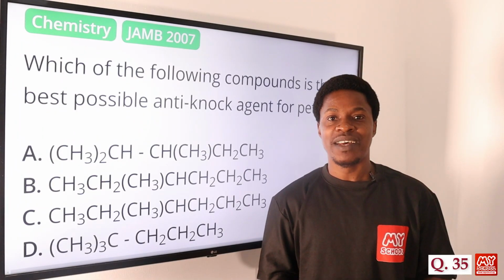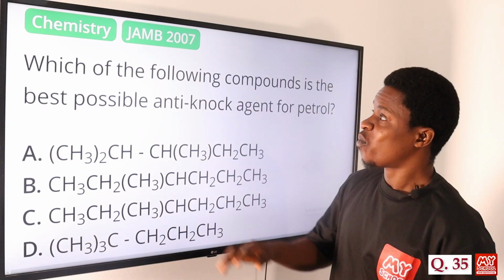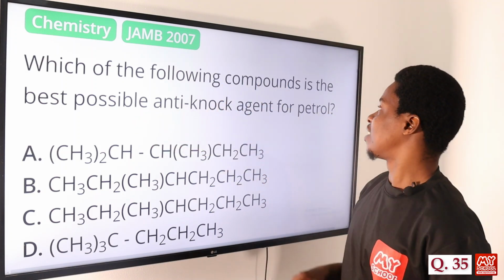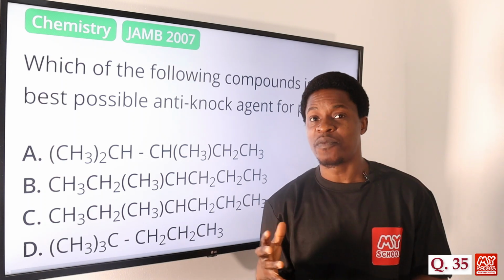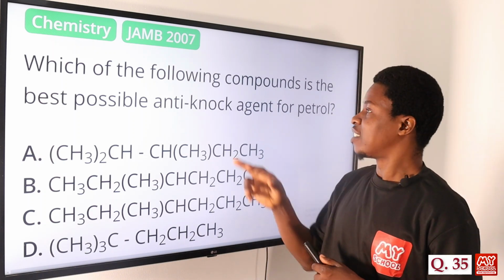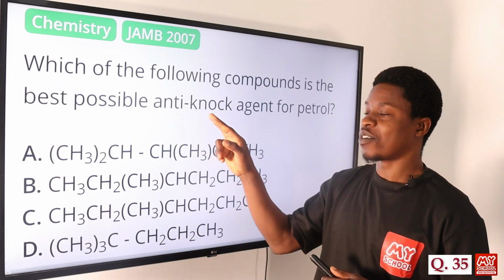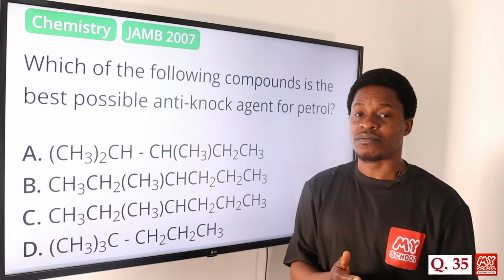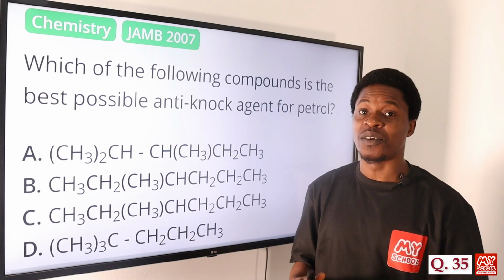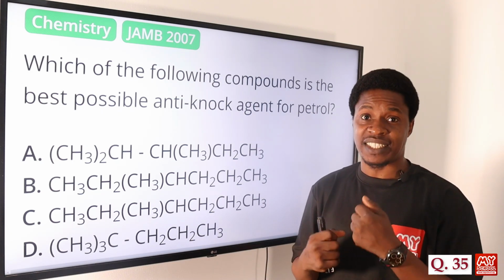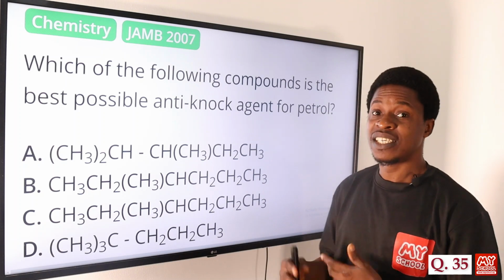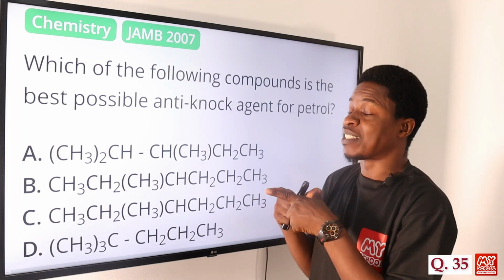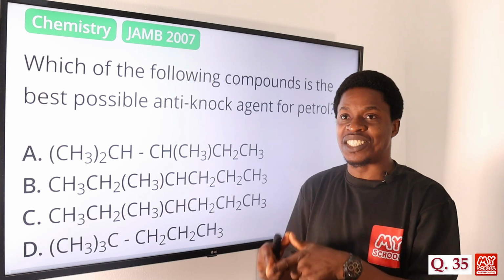Now on to question number 35. Which of the following compounds is the best possible anti-knock agent for petrol? Don't forget that an anti-knock agent, as the name implies, is a chemical substance added to our petrol fuel, usually gasoline, to improve the fuel rating, what we call the octane number rating, so that it tries to prevent the engine from knocking.